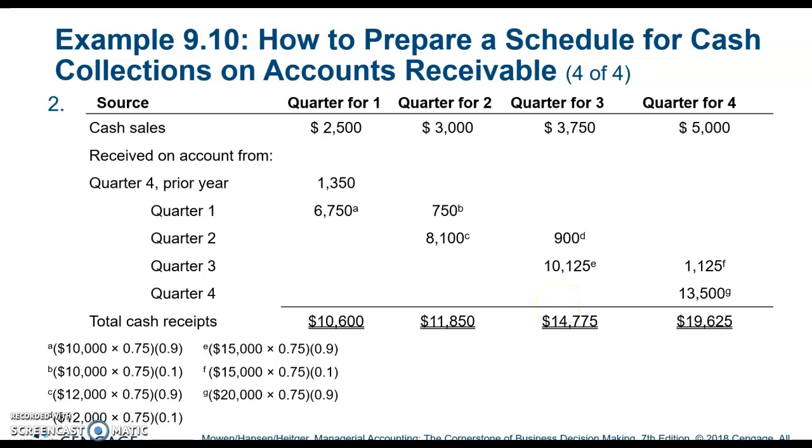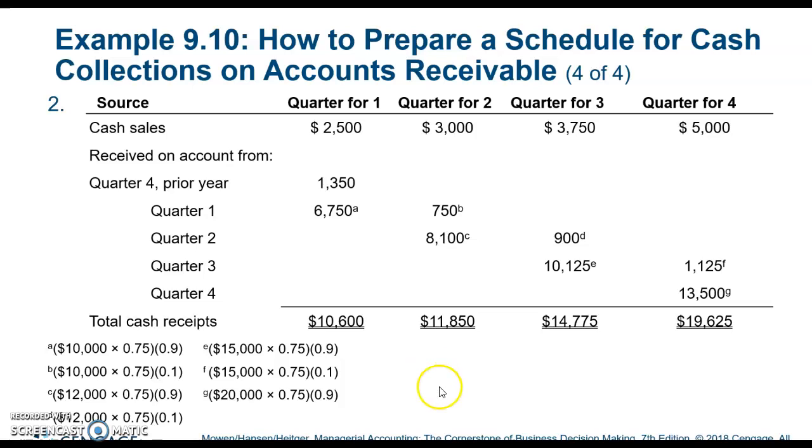Okay, in the previous video, we took a look at preparing this schedule for the cash received and how we then calculated each of these numbers, which is also shown to you below the schedule as to how they got each number. Now, once you have all these numbers in the correct quarter, then you will just add them up. So for quarter one, we expect to receive $10,600. For quarter two, $11,850 in cash, etc. for each quarter.